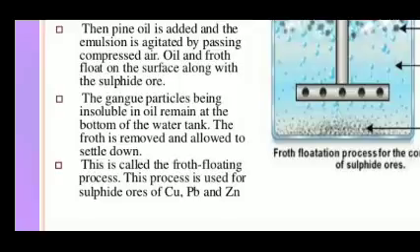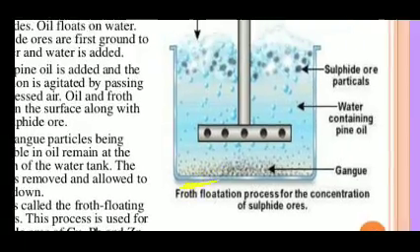The gangue particles, being insoluble in oil, remain at the bottom of the water tank. The froth is removed and allowed to settle down. This is called the froth flotation process. This process is used for sulfide ores of copper, lead and zinc.